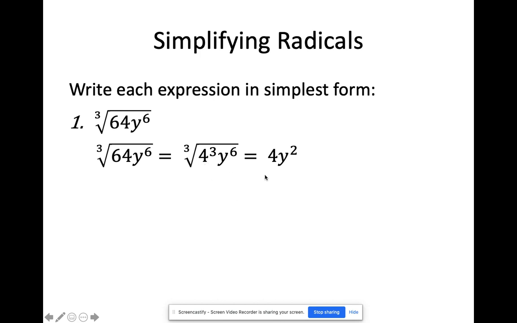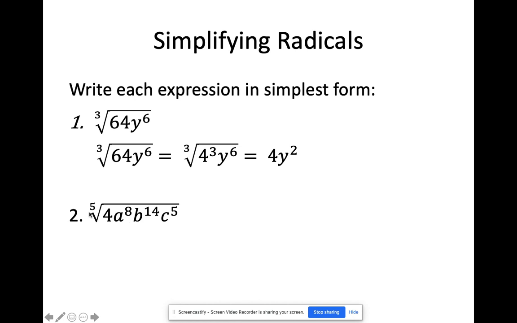Okay, how did I end up getting 4y squared? Okay, so this is what you do. Look at the index and look at the power. So here, the base is 4. So for the base 4, 3 divided by 3, that gives you what? 1. That's why it's 4 to the 1, or simply 4. Now let's go to y. Y exponent is 6. What is 6 divided by 3? That's 2. So the answer is y squared. Okay, kind of like easy, right? Let's have another one.